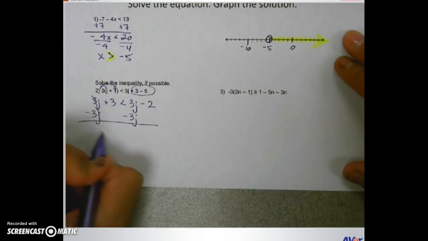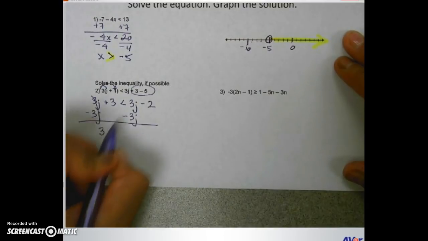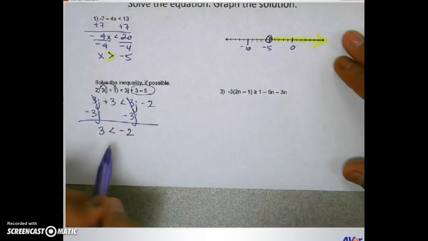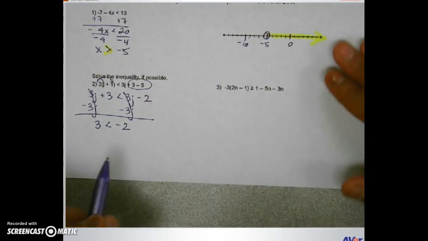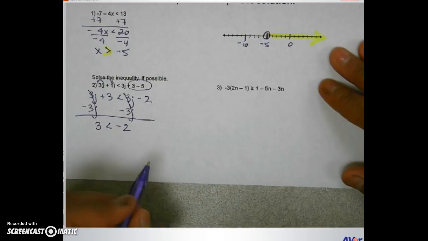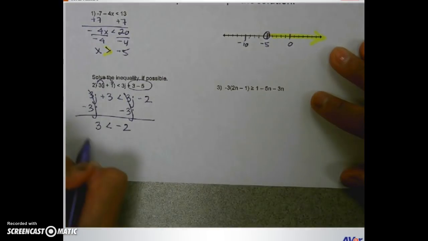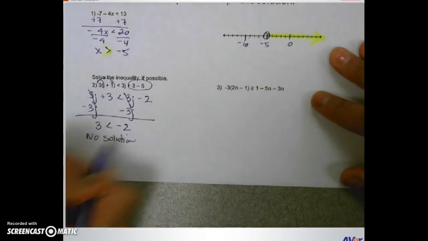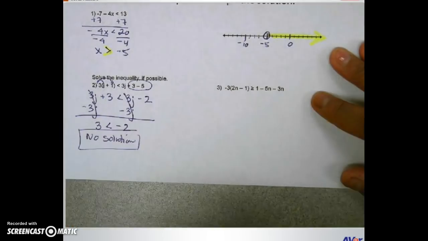These cancel out, and I have 3 is less than negative 2. This statement is saying 3 is less than negative 2. True or false? Never, ever true. So I'm going to say no solution. That's never going to happen. There's no solution that will ever make that true.